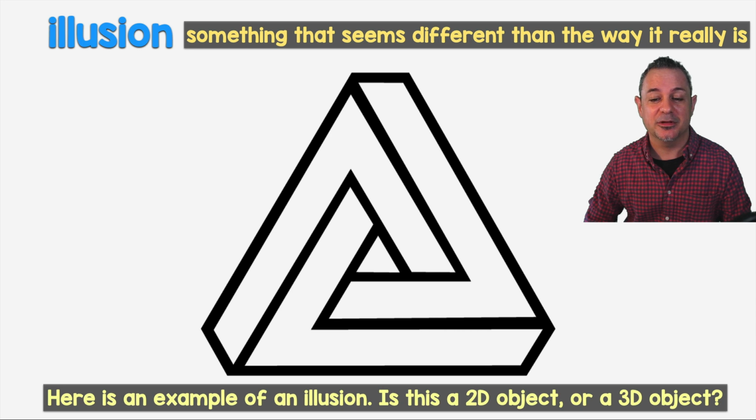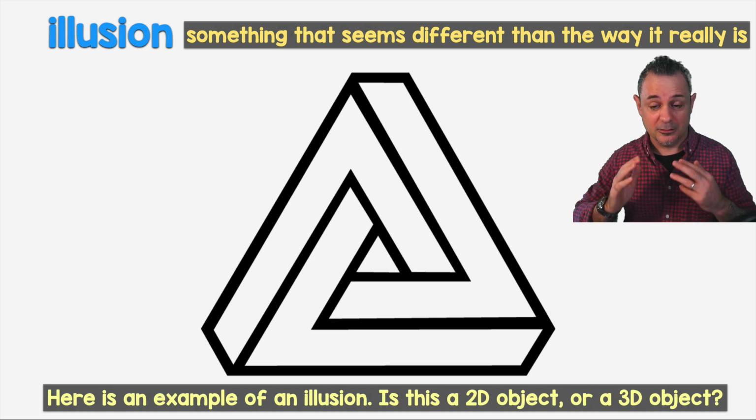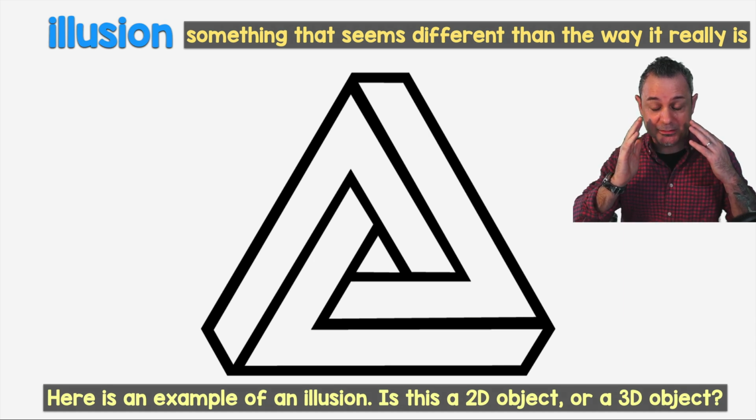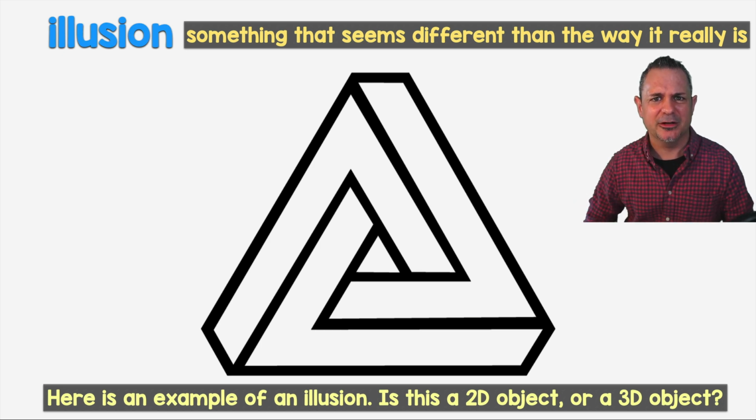Here is an example of an illusion. Is this a 2D object or a 3D object? How can you be sure? Well, what's really going on here? Oh, looking at this thing makes my eyes hurt. It is a very effective illusion. I can't really tell what this thing is.